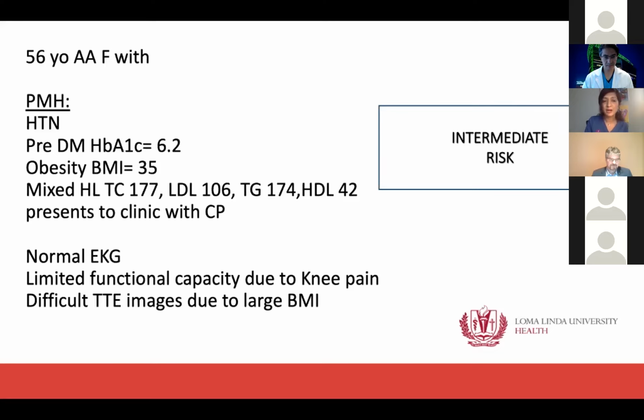She has mixed hyperlipidemia with LDL of 106, and she presents to clinic with chest pain that is in the center of the chest, but mostly present at rest. She has a normal EKG because of her BMI. She has some knee arthritis and a limited functional capacity. And as I mentioned, she has very difficult echo images.